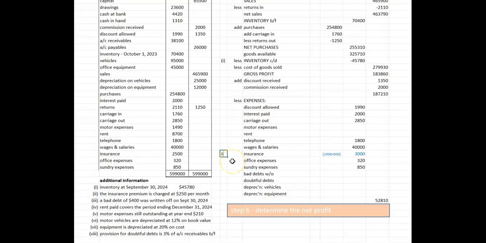So let's go to the third one. It says a bad debt of $400 was written off. So I can enter that because bad debts become expenses. So I can write that there.